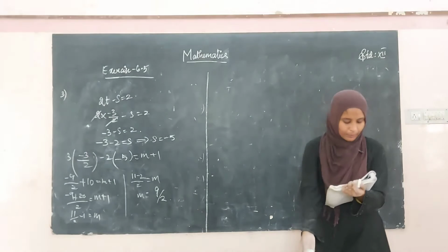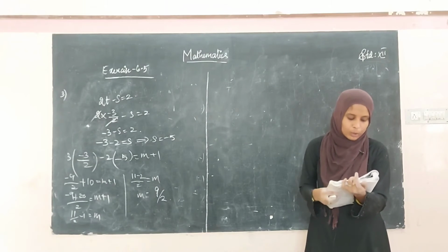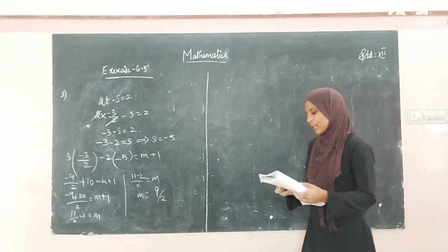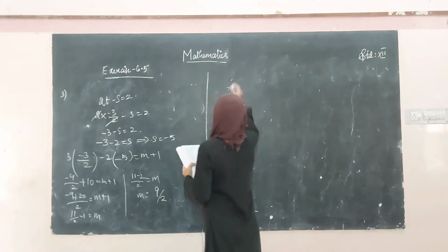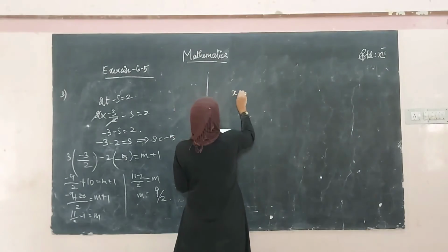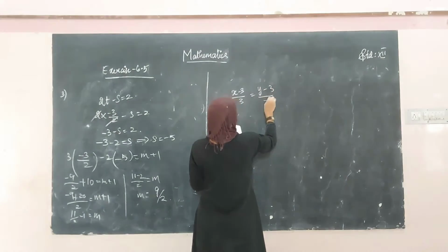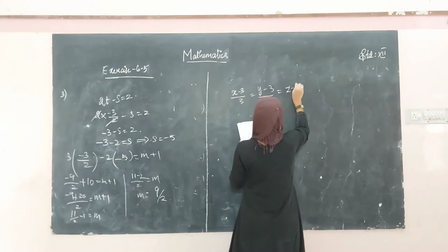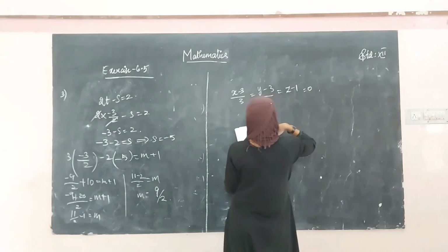Okay, see the fourth sum. Show that the lines, they have given two lines, intersect, also find the point of intersection. Okay, so from this, see here, x minus 3 divided by 3 equal to y minus 3 divided by minus 1 equal to z minus 1. So this is equal to 0 and they have given.